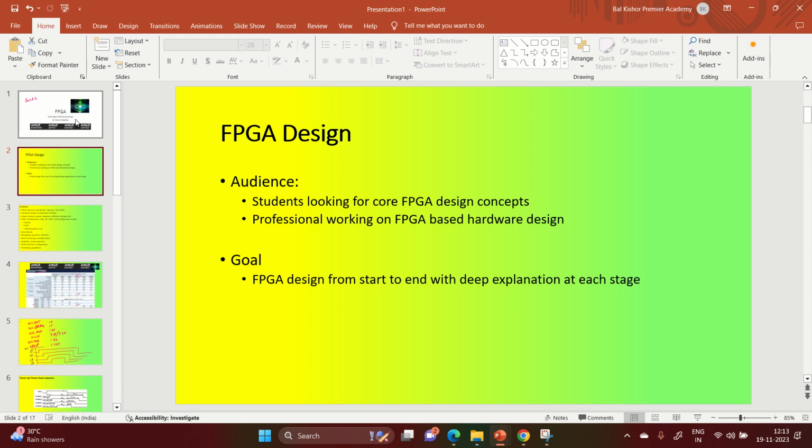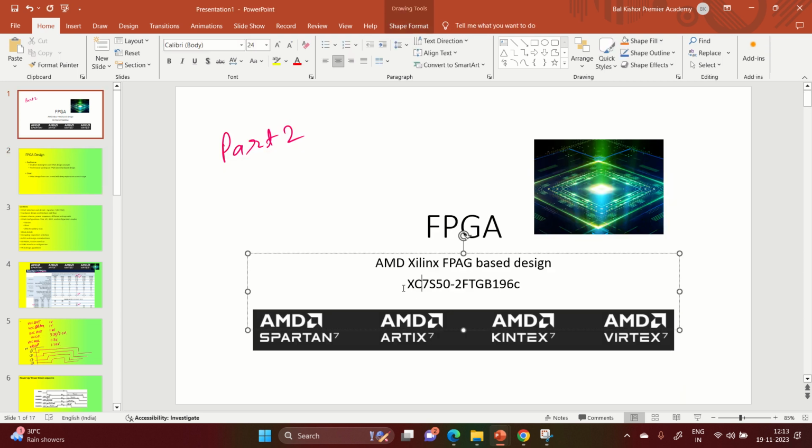This particular device which I am going to explain, the same concept can be extended to any other device based on 7 series, not only Spartan 7, it can be other series as well like Artix, Kintex and Virtex. Okay, but our main focus is Spartan 7, XC7S50 series. All right.